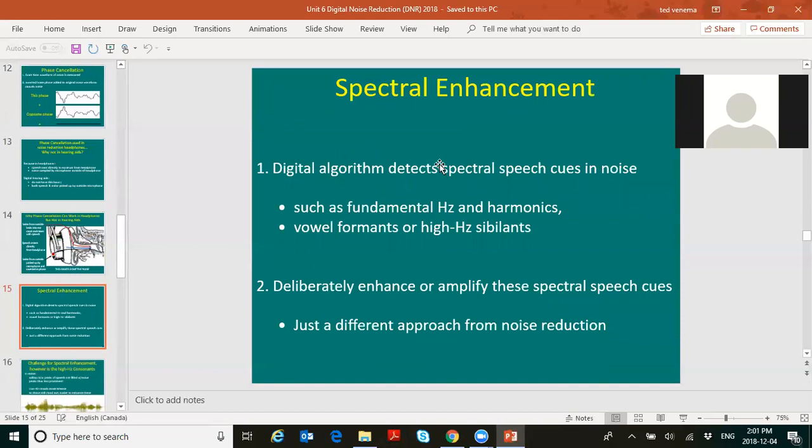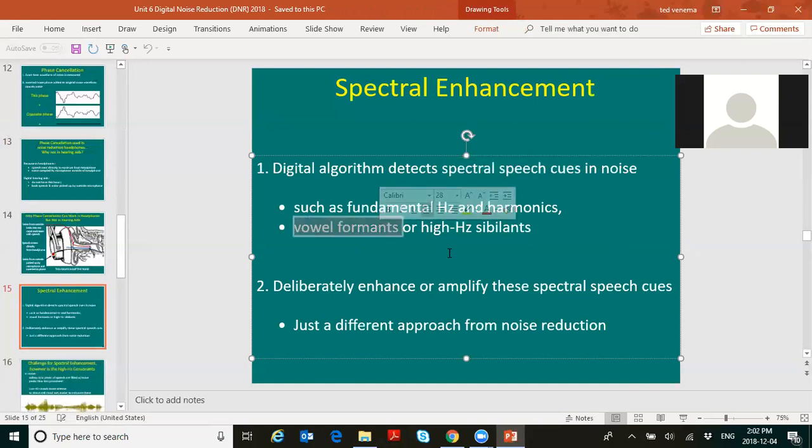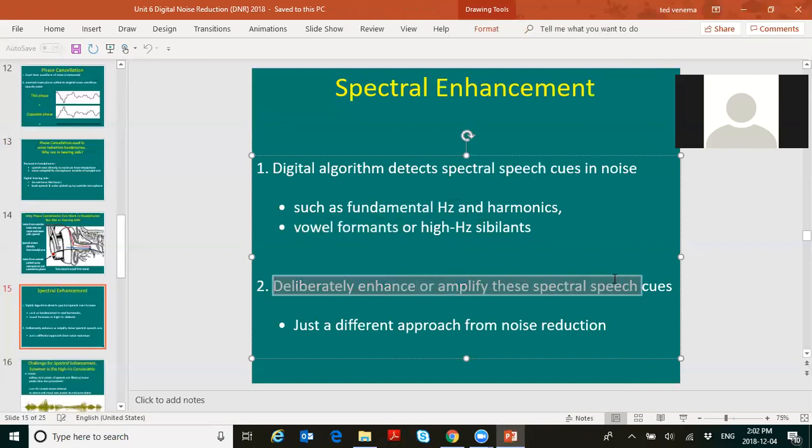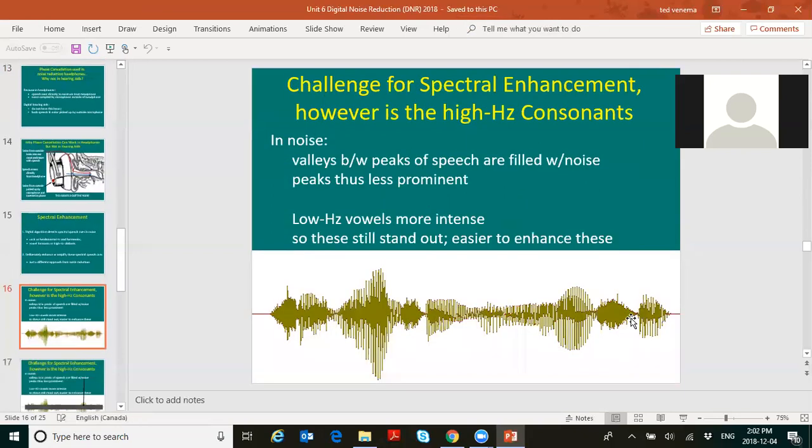Spectral enhancement is another sort of method used, and what it tries to do is to pick up spectral speech cues, things that are typical to speech. The fundamental frequency of a male voice, the fundamental frequency of a female voice, the harmonics, vowel formants, in other words, the resonances of your vocal tract, and deliberately enhance or amplify these cues. It's just a different approach from digital noise reduction. Instead of reducing the noise, increase the speech. Well, it doesn't always work.